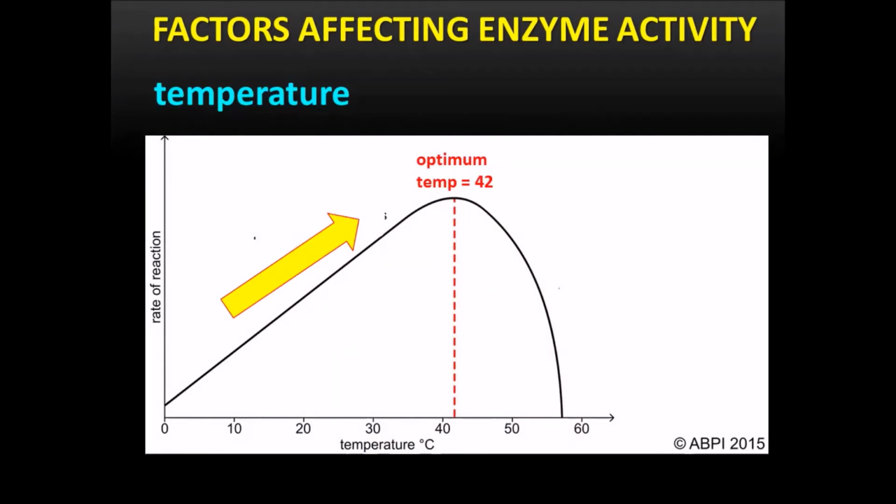However, beyond this temperature, the enzyme starts to lose its ability to catalyze the reaction. This is mainly because the increase in temperature caused denaturation or some changes in the shape of the active site, making it non-functional anymore.